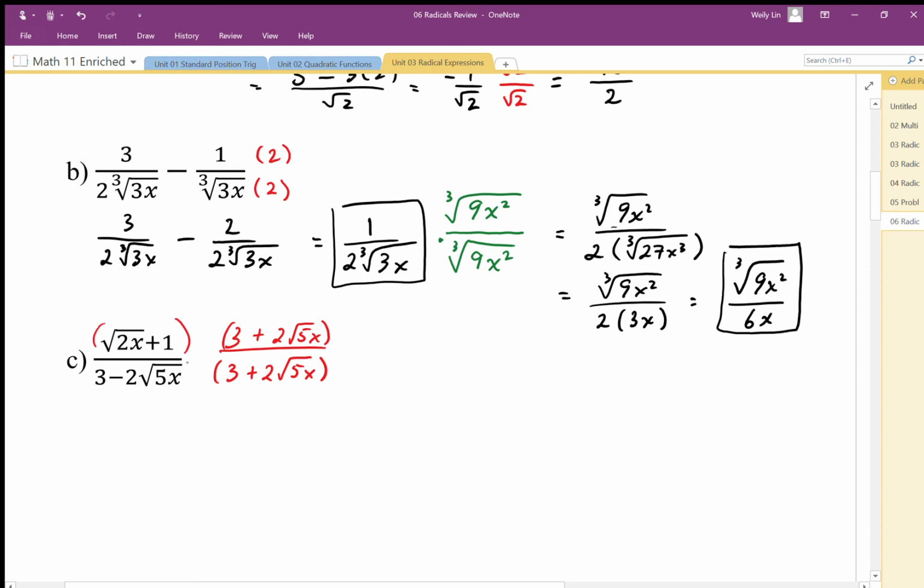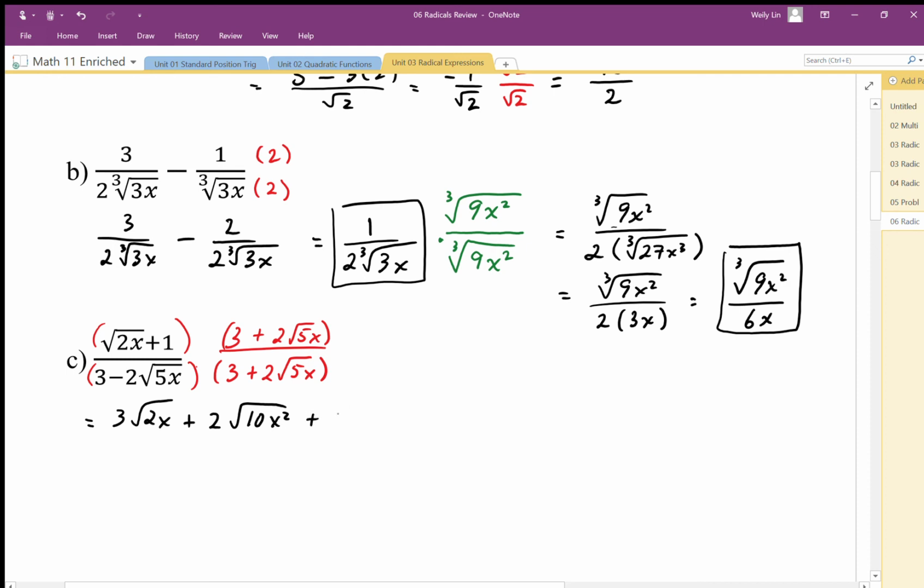Okay, so when we multiply this all out, we just have to be careful with our binomial multiplication. So we're going to end up with, I'll do the numerator first, 3 root 2x plus 2 root 10x squared. Actually, I'm going to do this on a separate line so it looks a little bit neater. So again, 3 root 2x plus 2 root 10x squared.